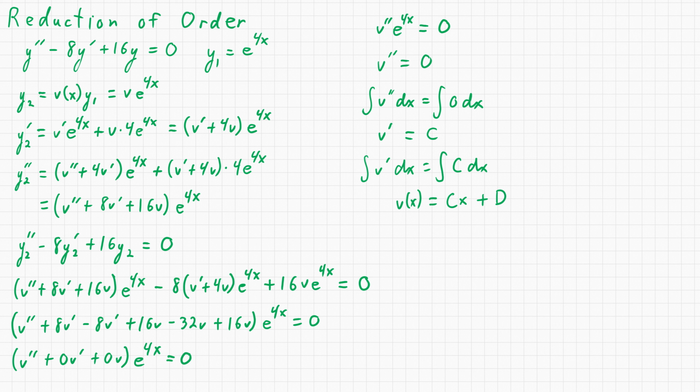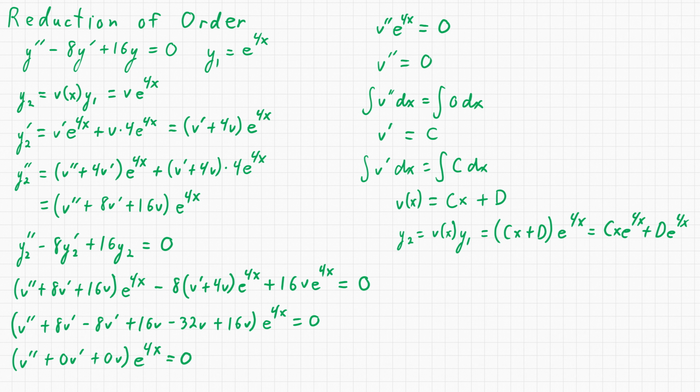So then if I want to look back and figure out what the second homogeneous solution was, well, y2 we said was just v of x times y1, and then here we're getting Cx plus D times e to the 4x. So then we get Cx e to the 4x plus D e to the 4x.